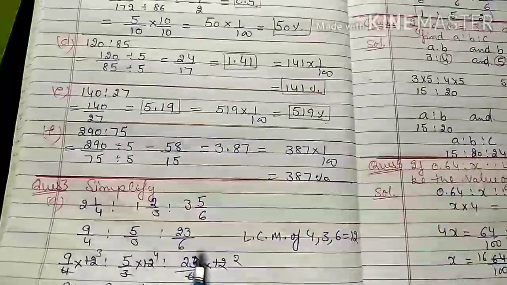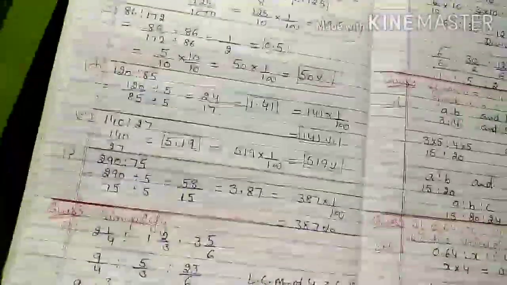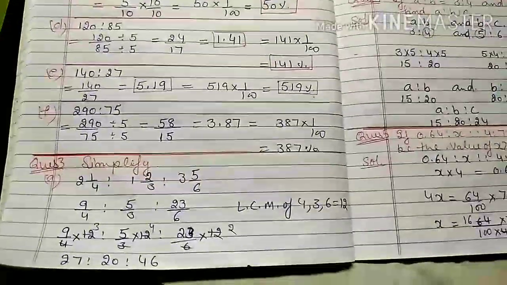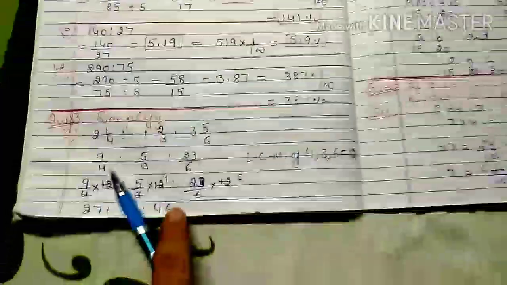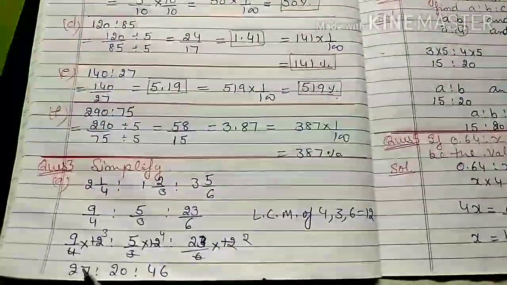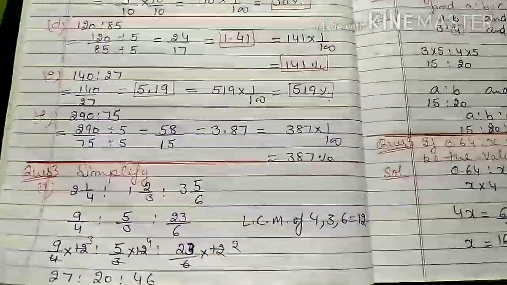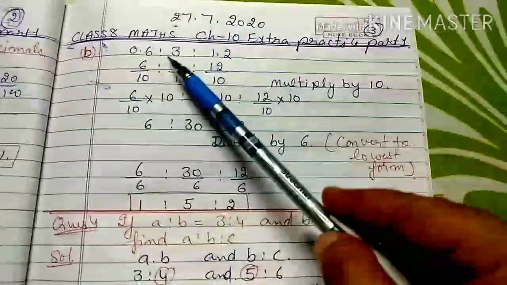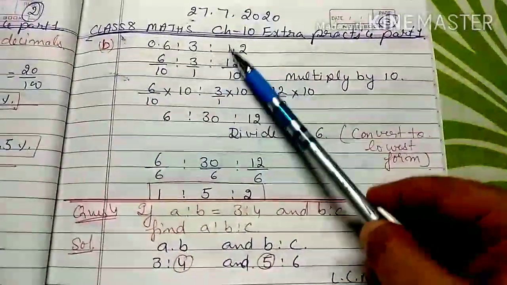Next we find the LCM of all the terms of the denominator. Now LCM of 4, 3, 6 is 12. Now each and every term multiply by 12, you get 27, 20 and 46. Denominator is removed. Next is 0.6 ratio 3 ratio 1.2.